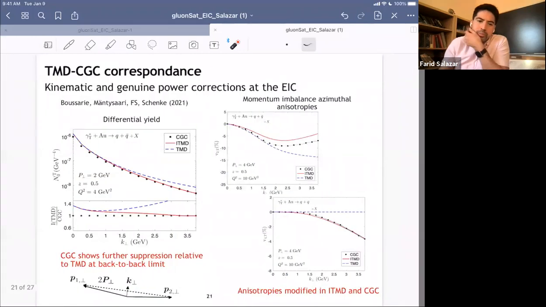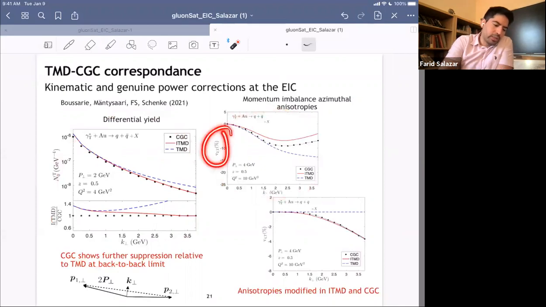And we have made some comparisons between the three frameworks, TMD, improved TMD, and CGC, and you can see some differences here. We have done this for the differential yield. We have done this for the azimuthal anisotropies of the momentum imbalance, both looking at the elliptic anisotropy and at the quadrangular anisotropy. And we see that there are some differences, especially between the TMD and the ITMD and the CGC. And the ITMD seems to work fairly well as long as the saturation scale is not too large.